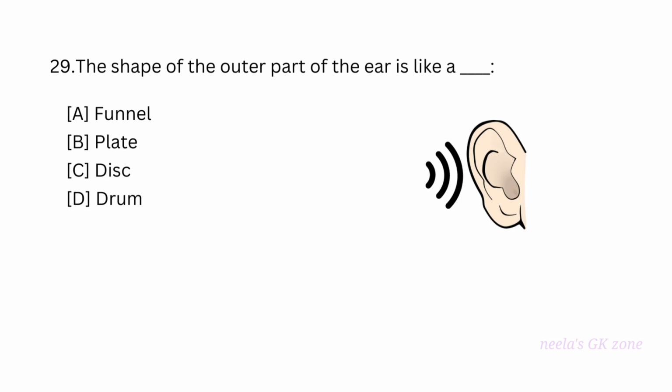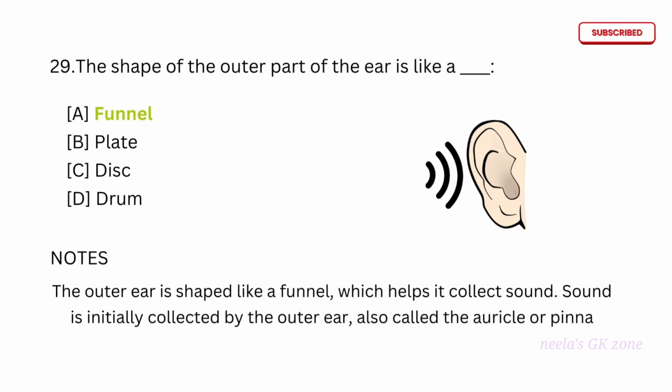The shape of the outer part of the ear is like a funnel, plate, disc or drum. And the answer is funnel. The outer ear is shaped like a funnel, which helps it to collect sound. The sound is initially collected by the outer ear, also called auricle or pinna.